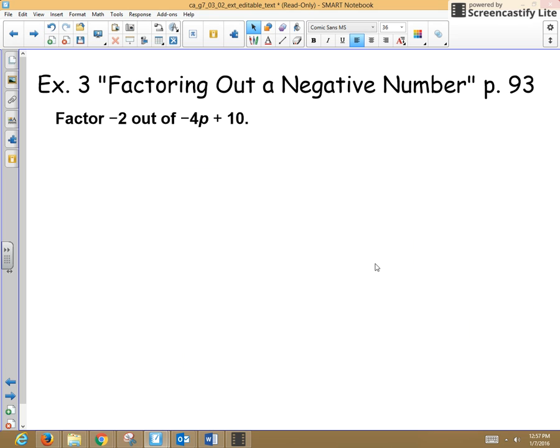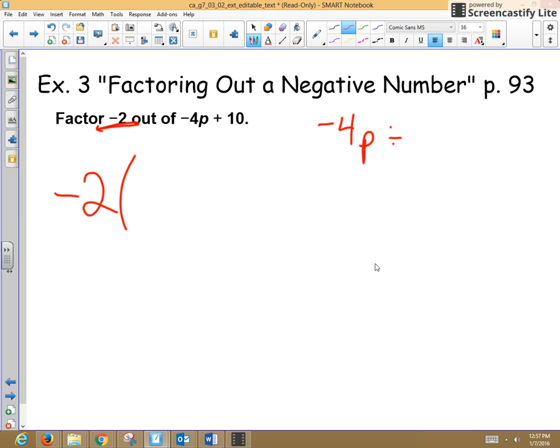Our last example is example 3 on page 93. This time we're factoring out a -2. -2 out of -4p plus 10. It tells you what number to factor out. So in this case, we take out the -2. And we have to ask ourselves, how many times can -2 go into -4p? So think about it like this. -4p divided by -2. When they have the same sign, our answer will be positive. 4 divided by 2 is 2. Keep the variable p, so this becomes 2p.